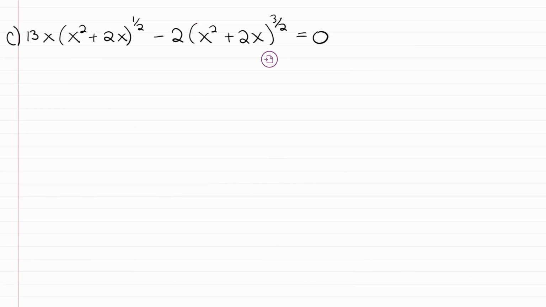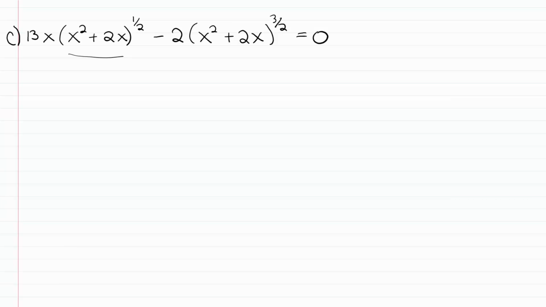All right, so let's take a look at example C here. For example C, it looks like we might have just 2 terms in the problem, although they're very complicated terms. And it looks like there might be something actually in common between the 2 terms, namely this x squared plus 2x. The problem is what power do we pull out? Well, remember the rule is that we want to pull out the smallest power, right? Because we can't take more than something has to give. So we have x squared plus 2x to the 1/2 power.